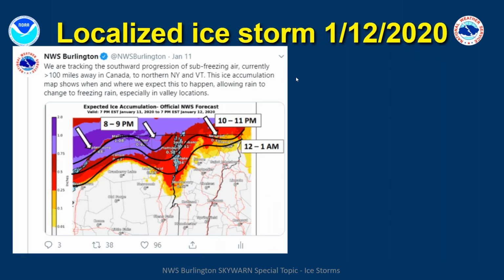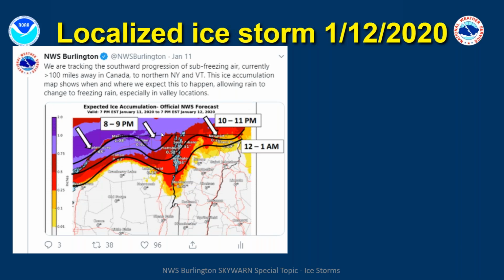In contrast to last winter when we saw multiple freezing rain events. So here's an example of one that had some pretty big impact in a localized area in the Champlain Valley. So this was our forecast just ahead of the event.